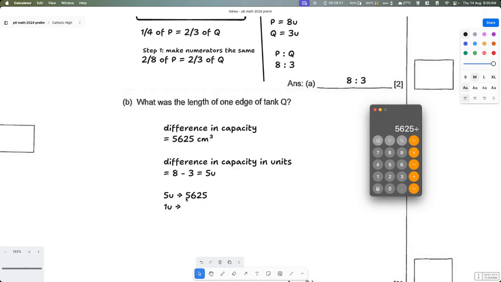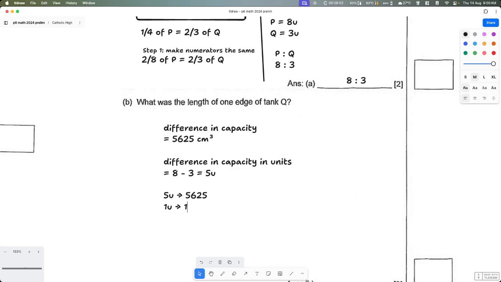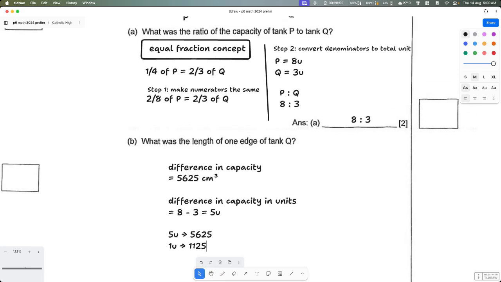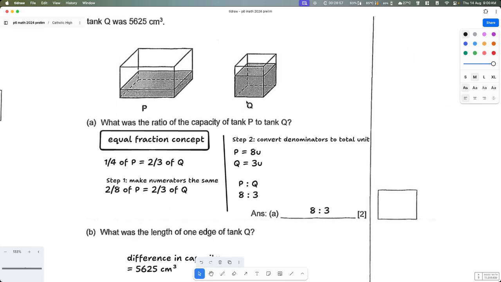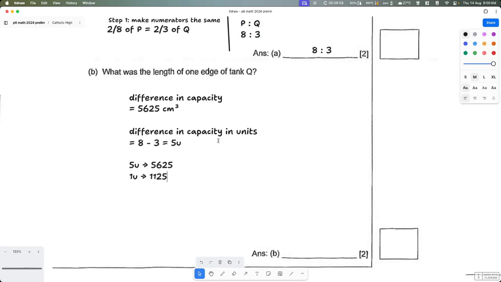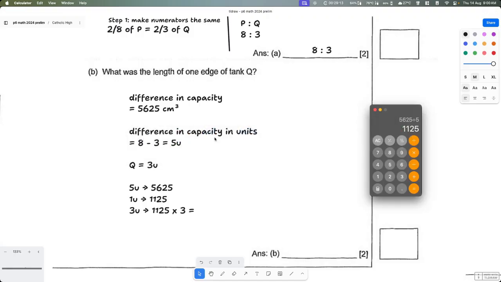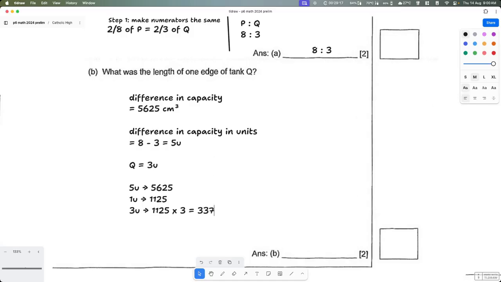5625 divided by 5 gives you 1125 centimeter cube. So what is Q's capacity? Q is equal to 3 units. So that means 3 units is equal to 1125 multiplied by 3. This will give us 3375 centimeter cube.